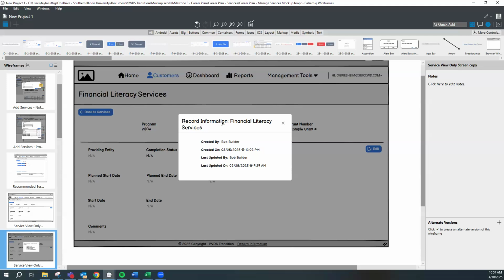So for this example, this is the record information for financial literacy services. So you can see who created this service, when it was created on, the last time it was updated, who updated it, and the last time it was updated on. This is going to be throughout the whole system. So when you're on the customer profile, you'll be able to click on this as well. And it's going to say record information with the customer's name. And you're going to see who created the record and when it was last updated by. It's going to be used in multiple areas. So just a nice little way to be able to pull up anywhere what this looks like.